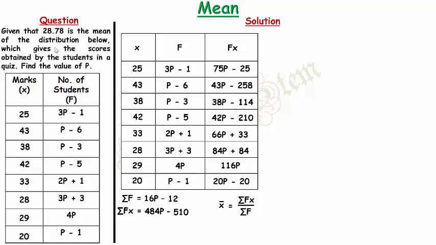The mean from the question is 28.78. So I'll write it here, 28.78 equals. Now, for the purpose of simplicity, I would prefer to use the value of 28.78 as an improper fraction. So how do I get that? So I'll write 2,878 divided by 100. Why am I doing it that way?